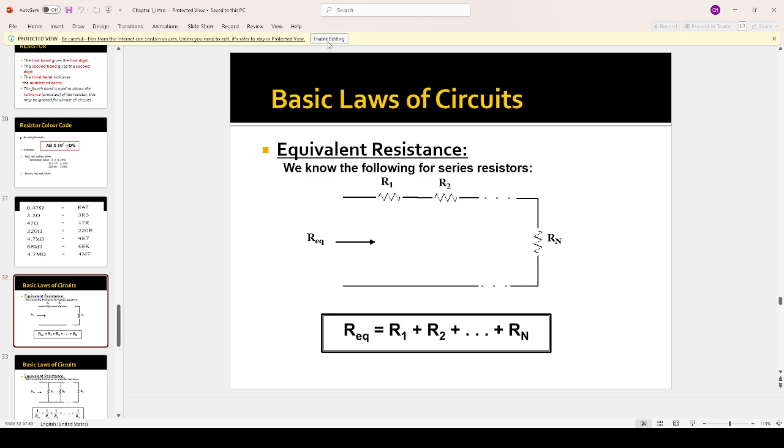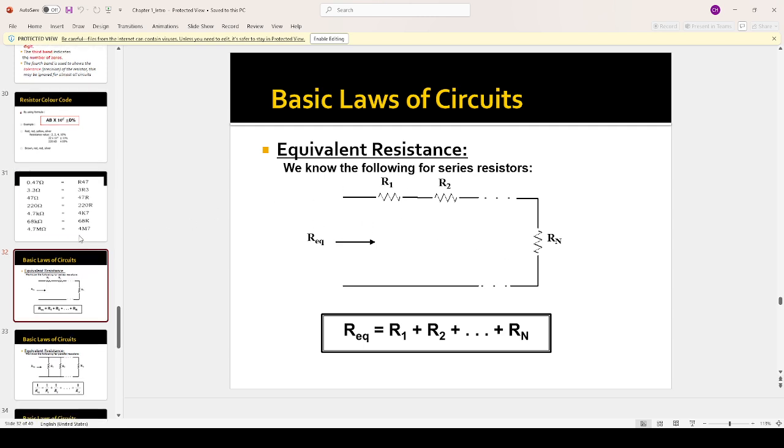So the basic laws of circuits. Okay, we know that the following is a series. Okay, this is a series circuit. So here there are R1, R2, and any number of R over here. To calculate the value of resistance, you just add all of them if it's in series. Okay, R1 plus R2 plus R3 plus Rn and so on. We will get the total resistance.